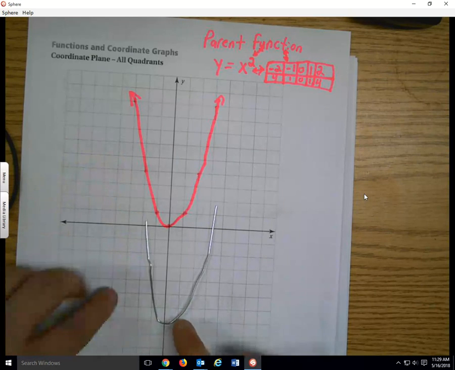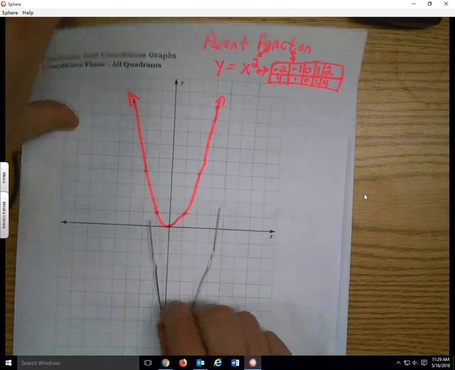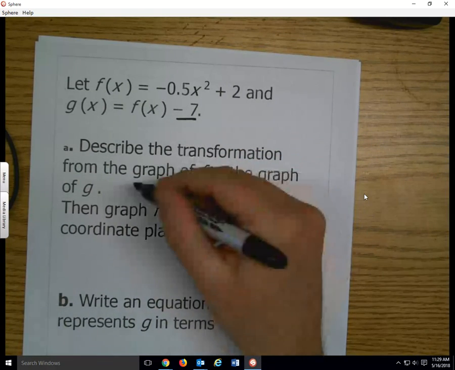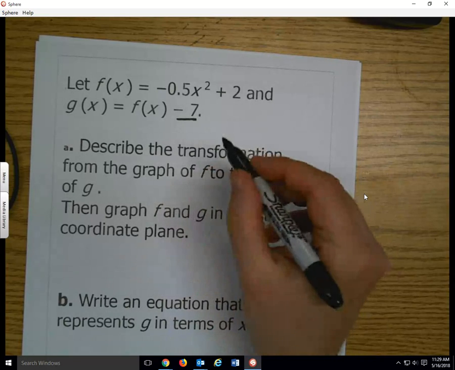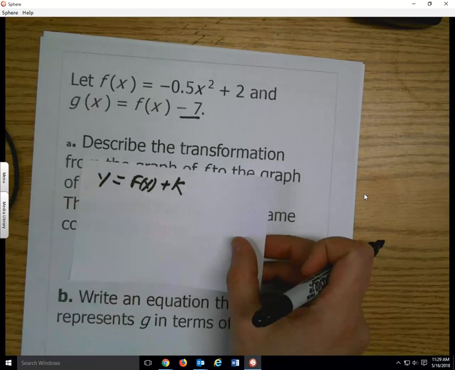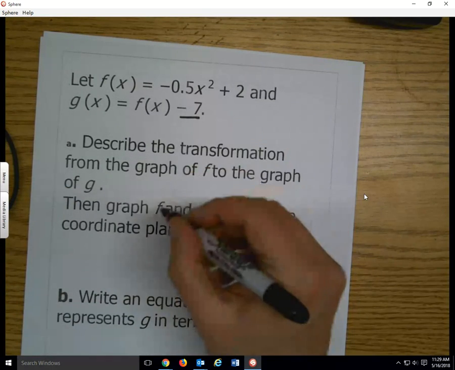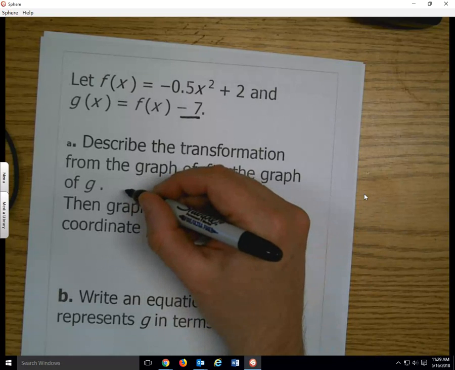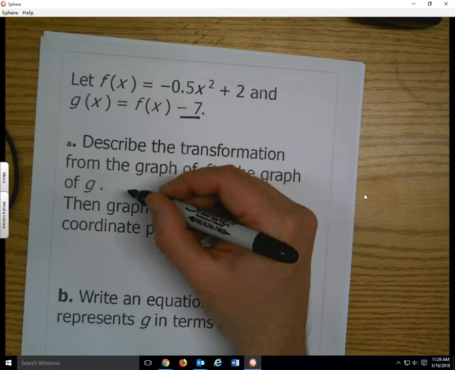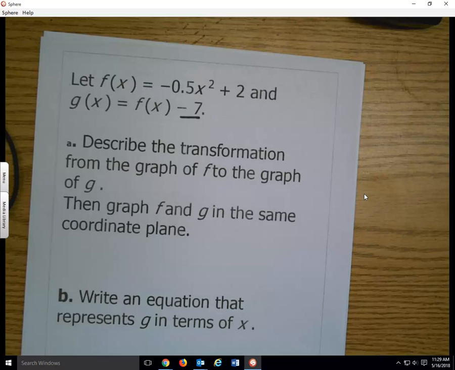Now, we don't know what the f of x is yet. We haven't graphed it, but I'm just showing you. You're just going to count down 7. And so you can answer that first question without really doing much math. Just look at it. You see the k is a negative 7 when it's in that format of y equals f of x plus k. So how would you answer A? You would say it's a translation. So that's all it is. It's a translation, 7 units down. So that's it.